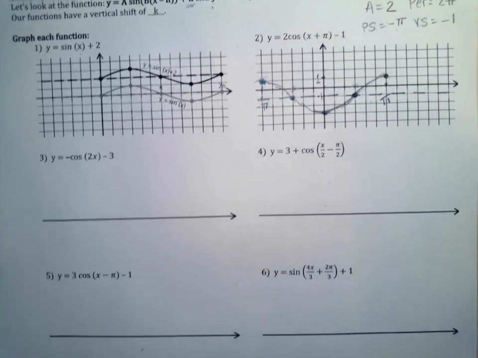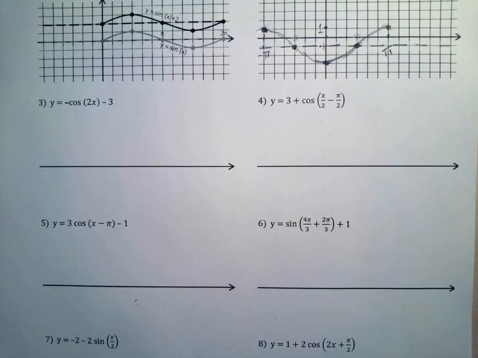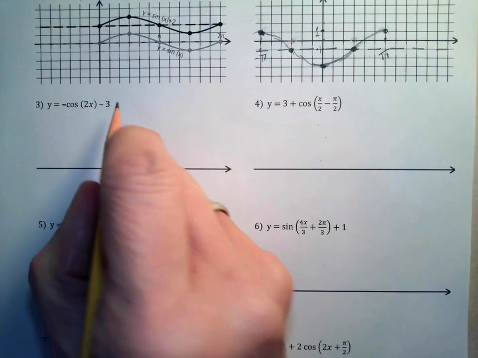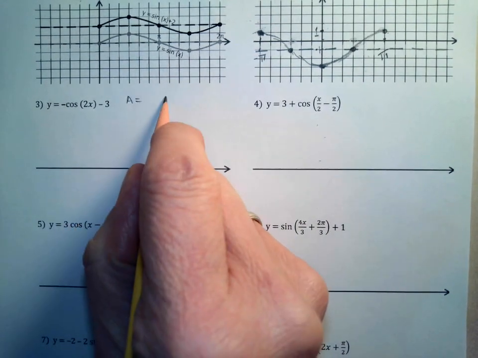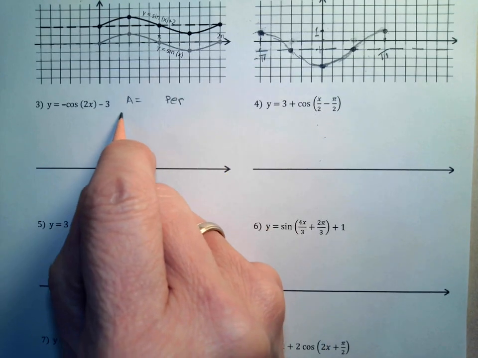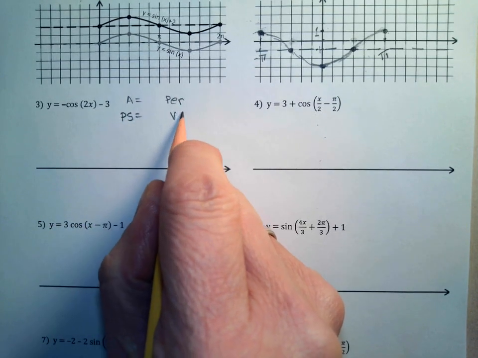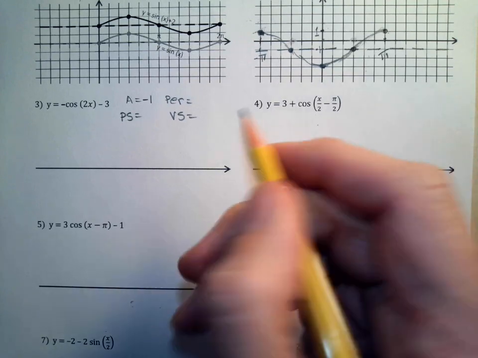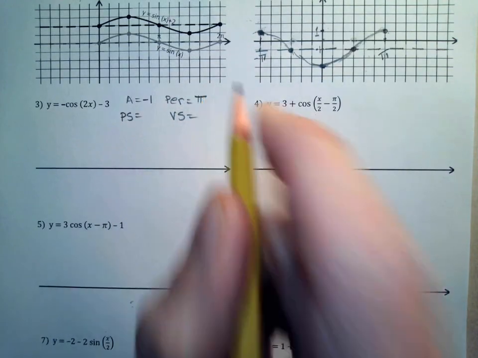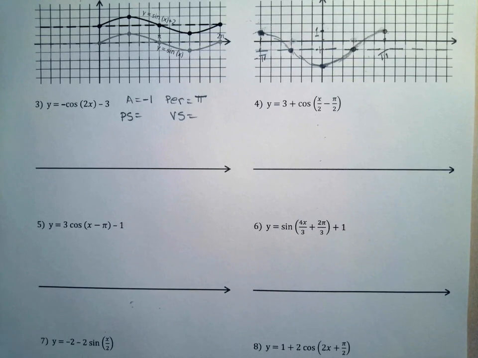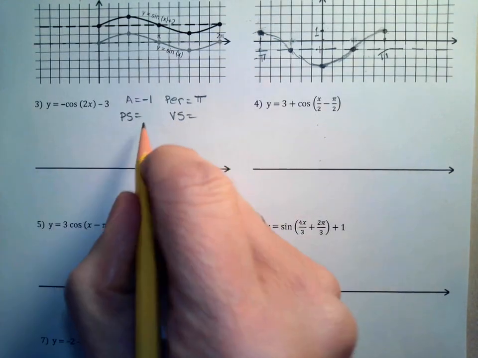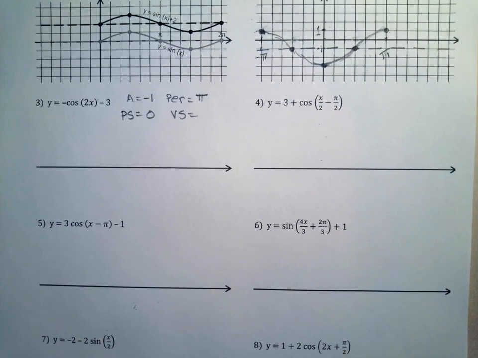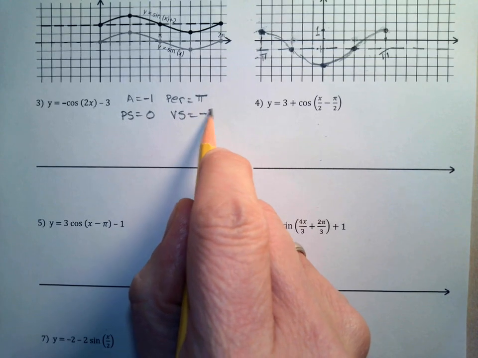Okay, so let's go on to example 3. Let's write out all of our stuff: A, the period, the phase shift, and the vertical shift. All right, A is -1. The period is 2 pi divided by 2, so that's pi. Then we want to look at the phase shift. The phase shift is 0 because there's no constant next to this. And then the vertical shift is down 3.